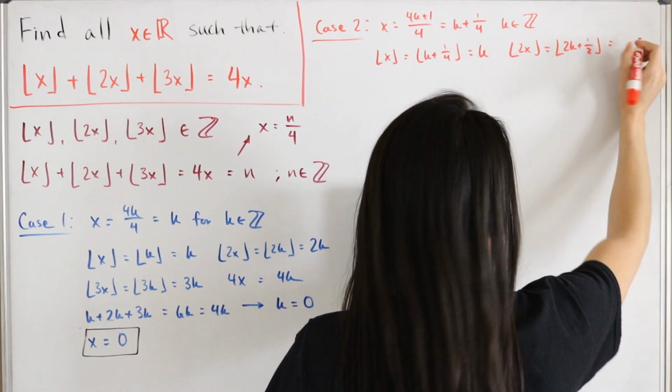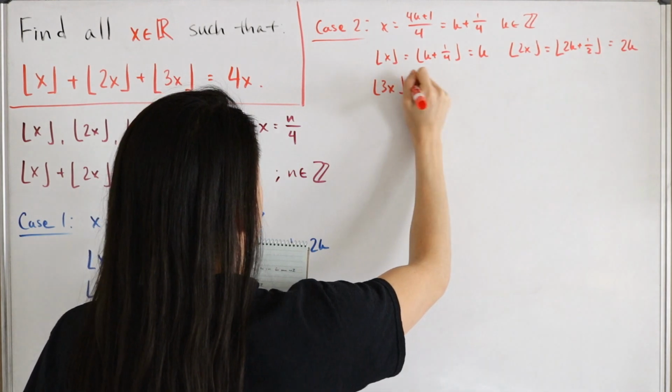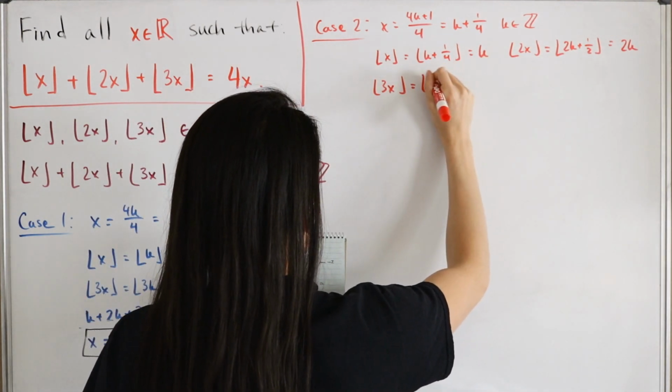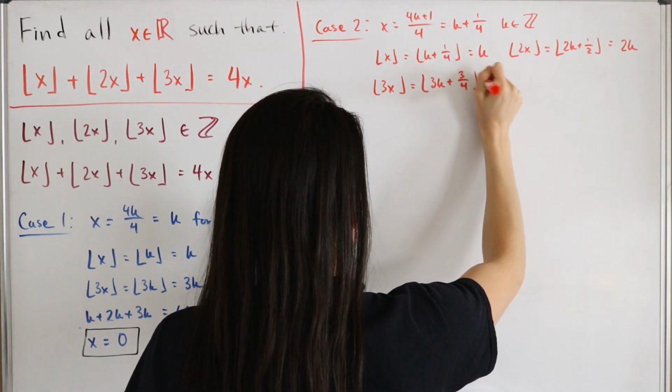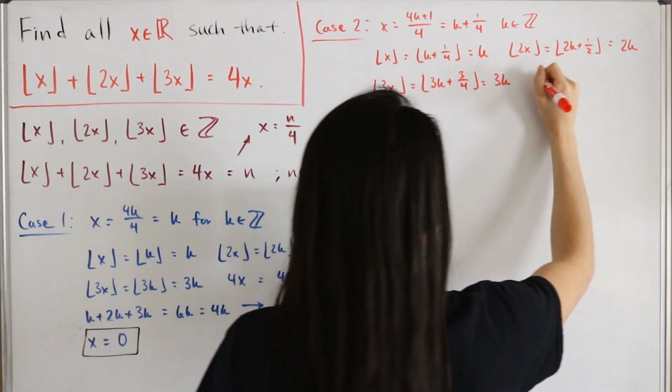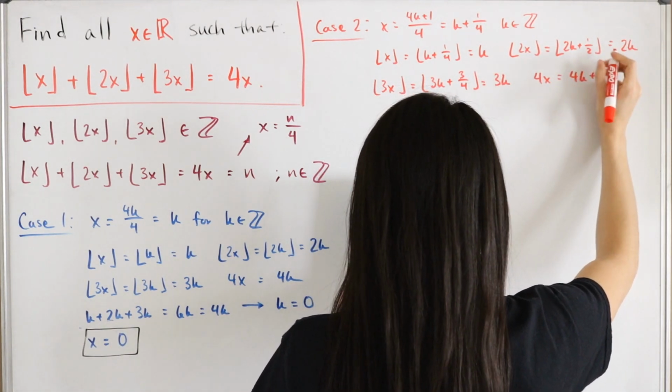Therefore that is still going to equal just 2k if we take the floor. Next I have 3x, so that means multiply the 3 to all this, so I have 3k plus 3 over 4, which is still going to equal 3k. And then I have 4x, which therefore is just going to equal 4k, and then add this with 1.